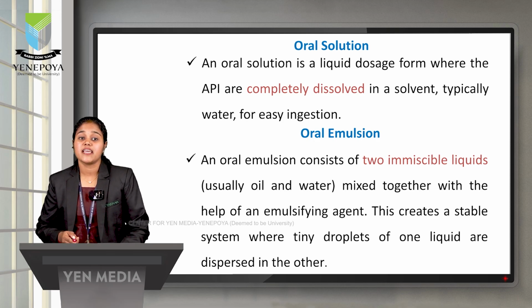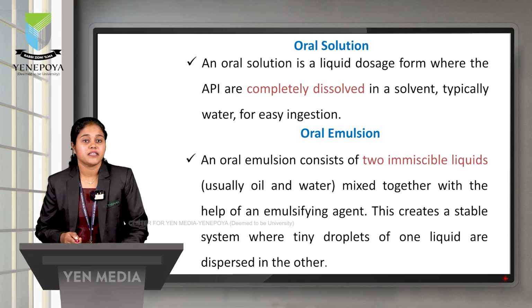This creates a stable system where tiny droplets of oil are dispersed in the other phase. So, it is biphasic, and it contains 2 immiscible liquids.